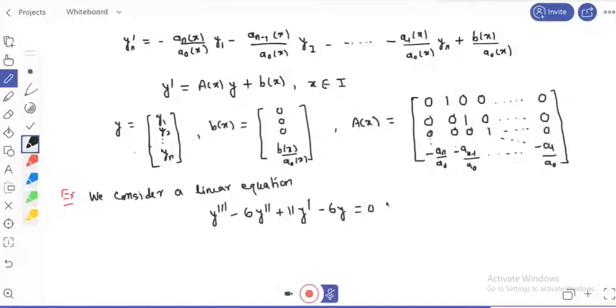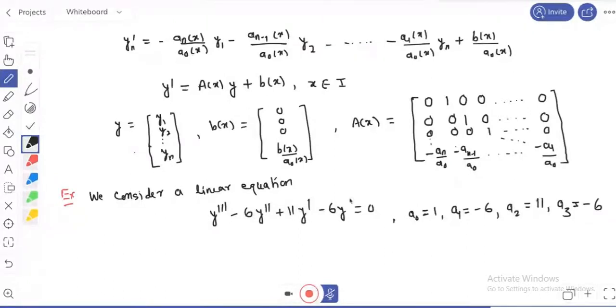So what is the value of a0 here? If we compare this with our standard form, a0 is 1. What is a1? a1 is the coefficient of the second term, and it is 6. What is a2? a2 is 11, and a3 is minus 6. If we compare, this is a0, this is a1, a2, a3.